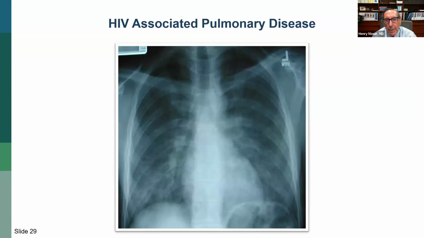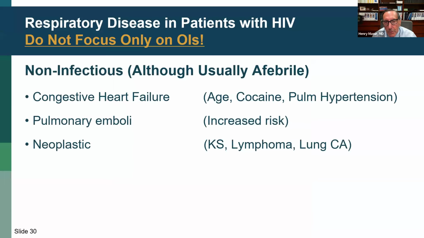So let's talk about HIV-associated pulmonary disease. This is a typical patient with cough, fever, and diffuse interstitial infiltrates.